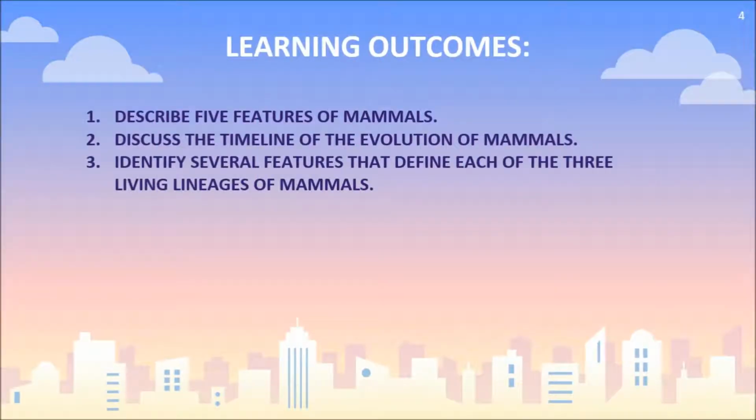Learning outcomes for this topic are: describe 5 features of mammals, discuss the timeline of the evolution of mammals, and identify several features that define each of the 3 living lineages of mammals.